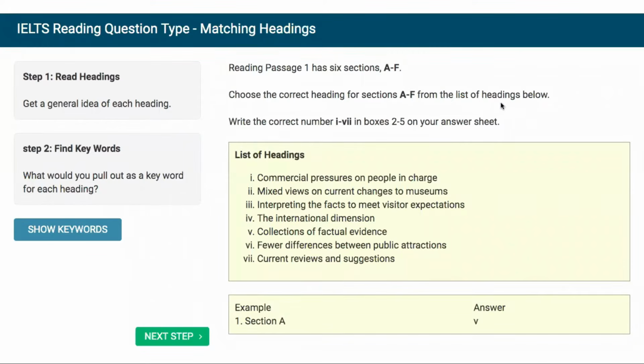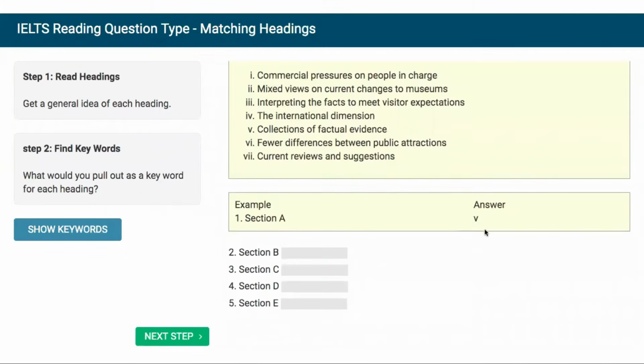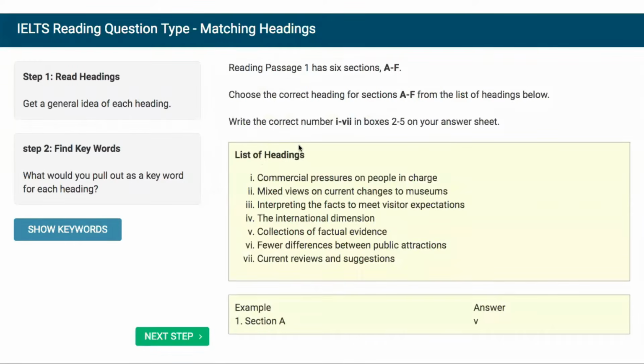Lastly, for the instructions, you'll notice that it doesn't say that a heading can be used more than once. This is very important because we can already eliminate answer V, Roman numeral V, collections of factual evidence. Since it's been used for the example, it's not going to be used in our questions. So you see why I've crossed that out, and we will not need to worry about that. So it's a really good clue, and it'll help you maximize your efficiency. So always make sure to read the directions.